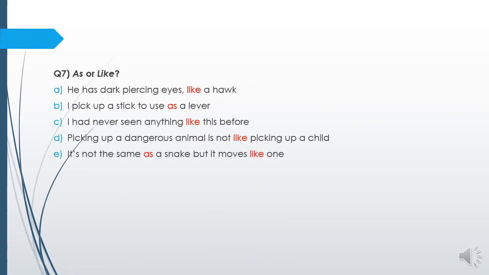It's not the same as a snake, but it moves like one. The same as a snake, here there's a reference to a role. It's not the same function as a snake, but it moves like one. So it's not the same in its function, but in its moving, it's the same. It's similar. The creature was as long as my arm.